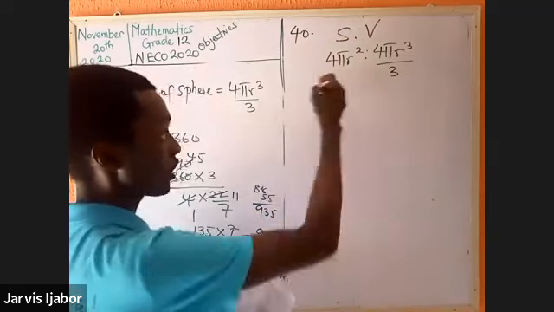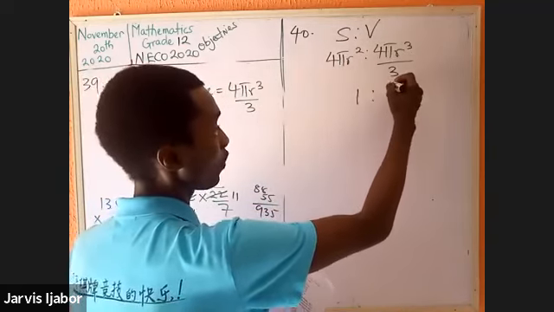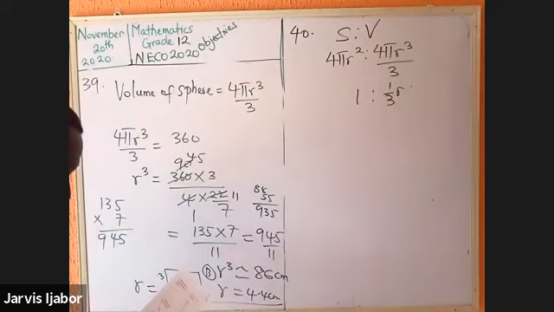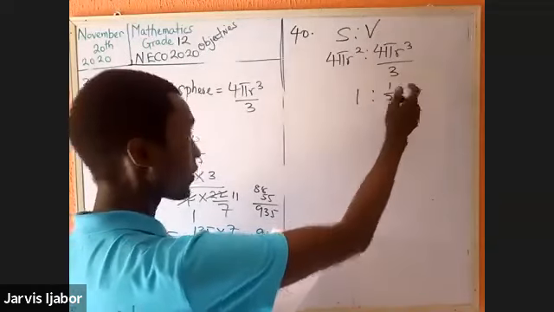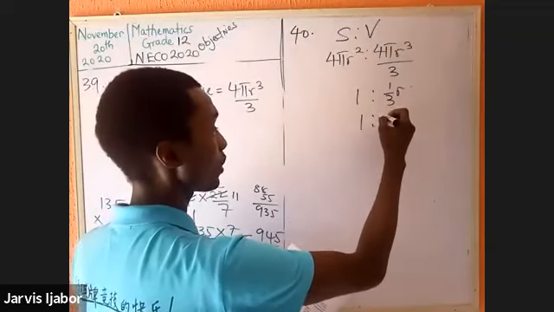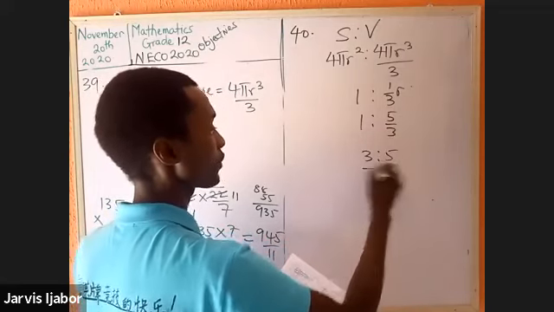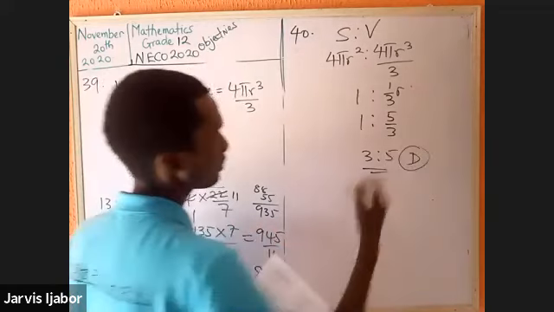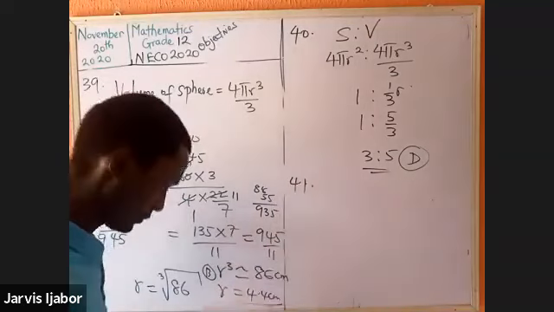So what this invariably means is that the ratio will be 1 to 1/3 r. So what then is the ratio? R is given as 5. So this will be 1 to 5/3. And that will be 3:5. So the final answer is 3:5, and that answer will be D. So you see, some of these questions really don't have much in them.